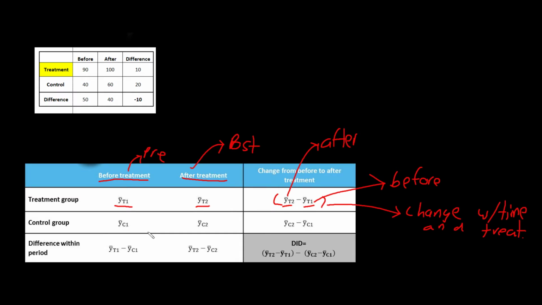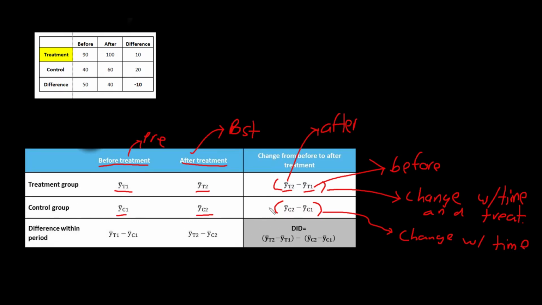Okay. Same for the control group. We have after treatment again, and we have before treatment, and then once again we have a change. This is just a change with time because there is no treatment. Okay. So this is what we call a difference. This column here is our difference column.